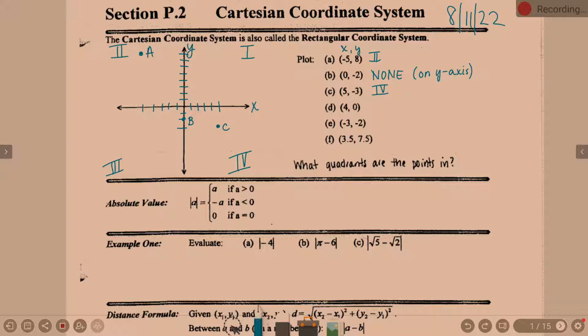4, 0. Where's 4, 0? Right 4, up or down 0. That's going to be point D. What quadrant is that in? It's not in a quadrant. If you want to specify where it is, it's on the x-axis this time. Negative 3, negative 2.